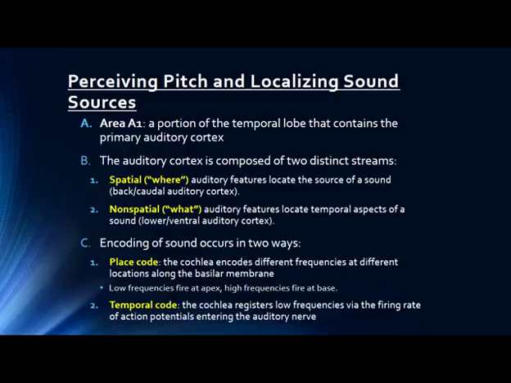The other way in which pitch perception is accomplished is through a temporal code. The cochlea registers lower frequency sounds via the firing rate of action potentials of the hair cells. Each time a hair cell bends, that's a sound wave. We can get up to about 1,000 hertz out of the temporal code, and then the rest has to be done via place coding. So lower frequency sounds we can encode via the temporal code. Higher frequency sounds require encoding via place coding, using what's called the volley principle. Basically, it's a volley of action potentials occurring at certain frequencies and in certain places. This is how the auditory system is able to encode the frequency of sound information.